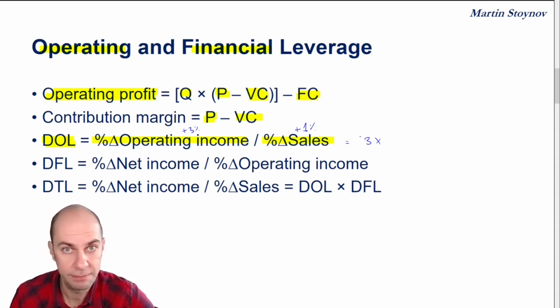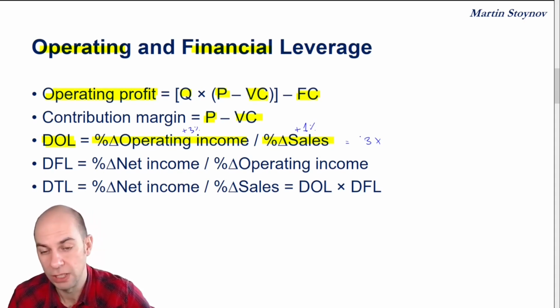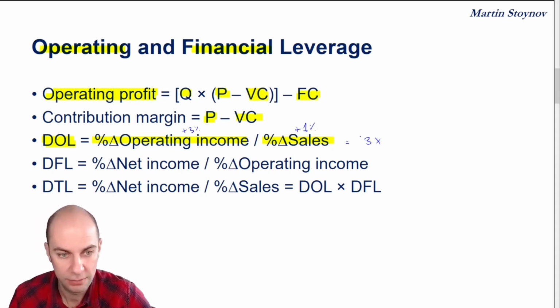If next year is a bad year and we've got a crisis and sales go down by 10%, then your EBIT will go down by 10 times 3x. So go down by 30%.